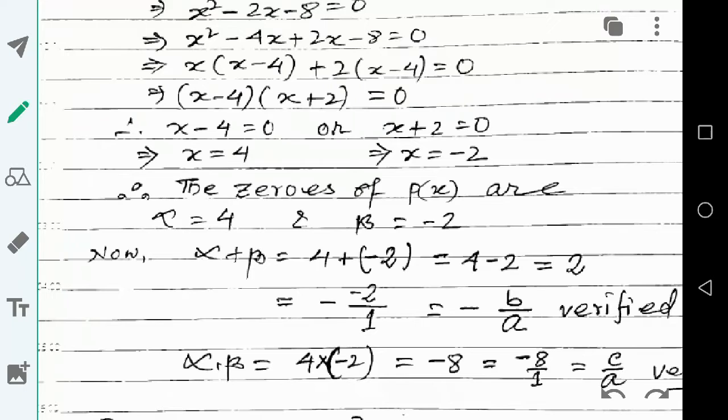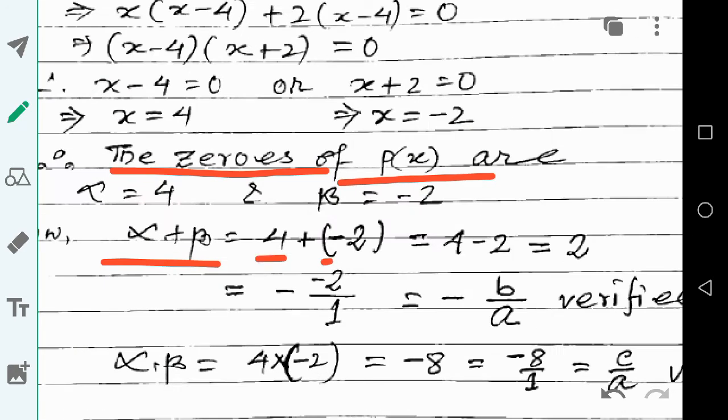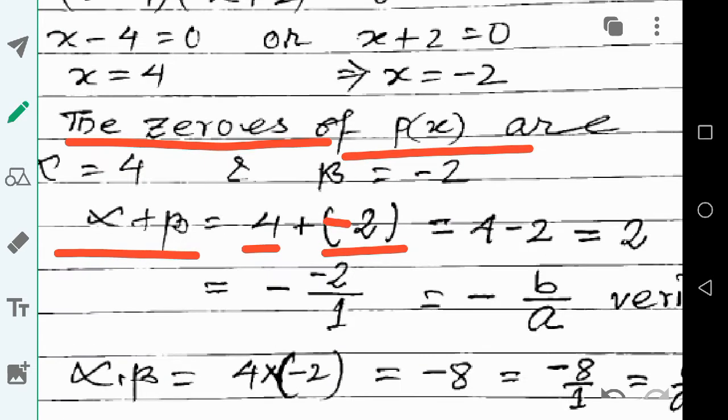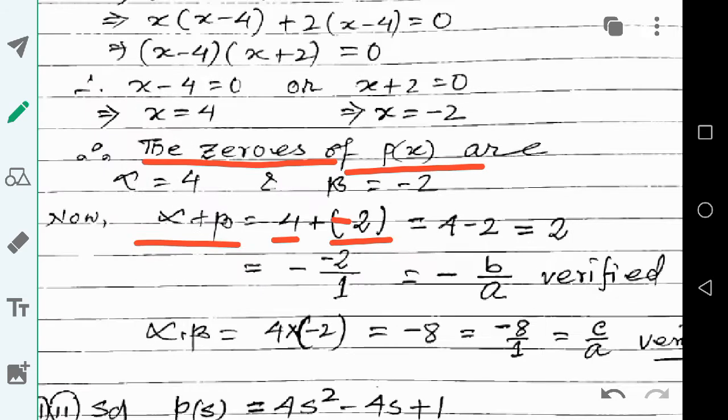First we have to write the zeros of the polynomial p(x). The given zeros are alpha is equal to 4, beta is equal to minus 2. Now let us verify the relation. First, the sum of the zeros, that is alpha plus beta. So what are the zeros? 4 and minus 2. 4 plus minus 2 means 4 minus 2, which gives 2.